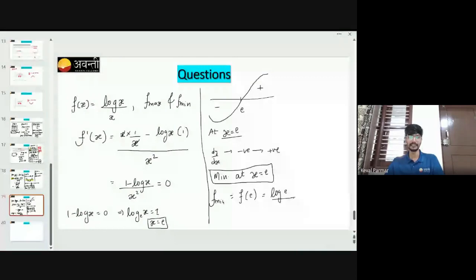And log e is 1. So 1 upon e is the minimum. And we can say, since there is only one stationary point, that one stationary point could be either maxima or minima. But we got minima here. That means there is no other stationary point for maxima to exist.